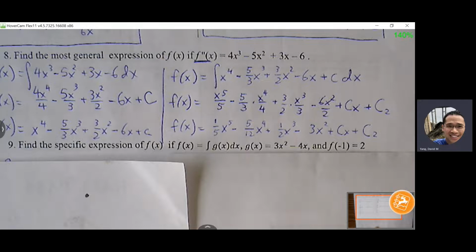All right, any questions with number 8? How do you determine how many C's? So we're trying to get from f double prime to f of x. So that tells us that we have to go through the integral process twice. Each time we go through the integral process, a plus c will show up. So because we have to take the integral twice, we're going to have 2 plus c's. One's going to be cx, and the other one's going to be plus k or c sub 2.